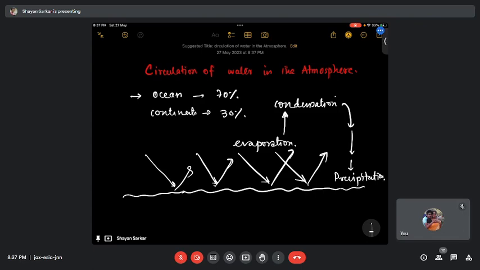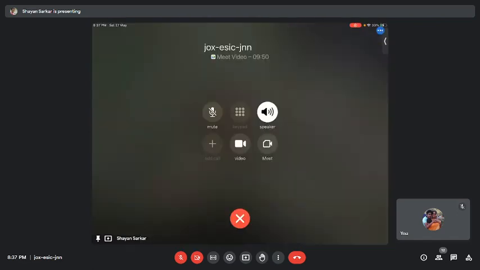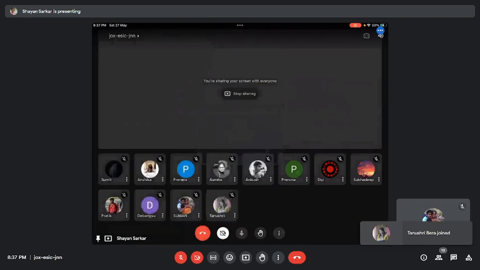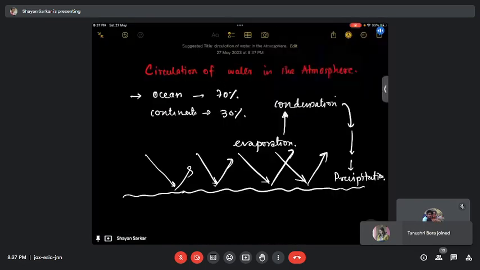Okay, so this is a very cyclic process. And we very commonly know, we almost all know that this is the hydrologic cycle, right?